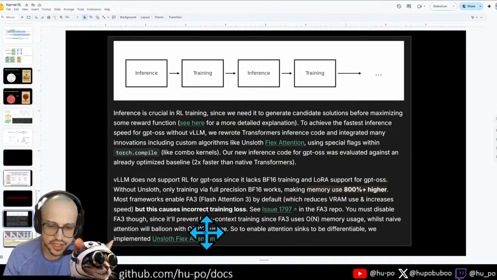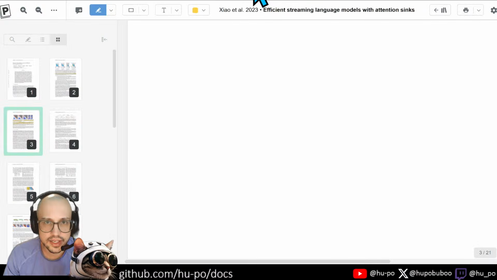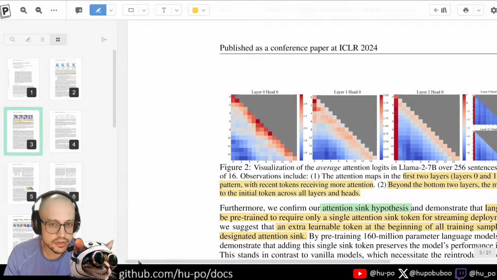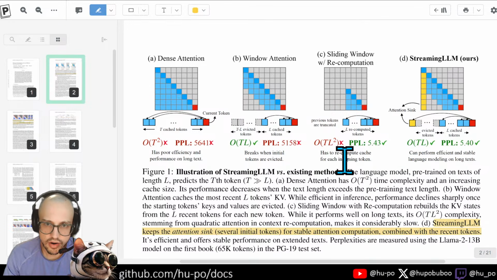Okay, another thing here. Most frameworks use flash attention 3 by default, but this causes an incorrect training loss. I was like, huh? What's going on here? So what they're pointing out is that the GPT OSS model uses attention sinks, right? Attention sinks are basically a cheat code to reduce the size of the KV cache, right?